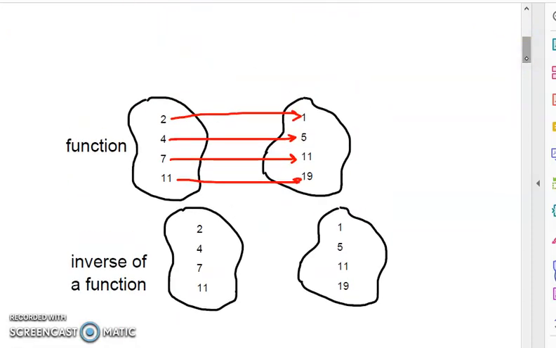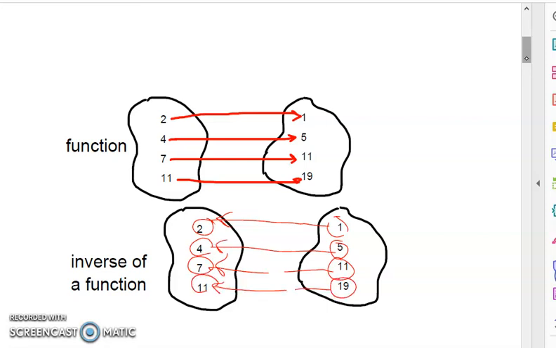If I wanted to do the inverse of the given function, that means that 1 would go back to 2, 5 would go back to 4 since 4 goes to 5, 11 would go back to 7 for the same reason since 7 goes to 11, and 19 would go back to 11. So in the inverse, the 1, 5, 11, and 19 would be x values, where x was 2, 4, 7, 11 in the original. And also the 2, 4, 7, and 11 would be the y values, as 1, 5, 11, 19 was in the original function.